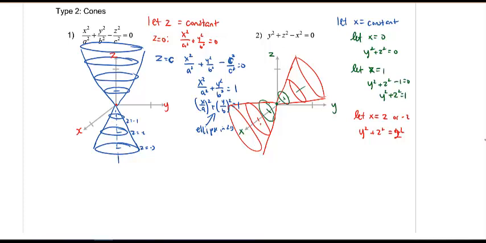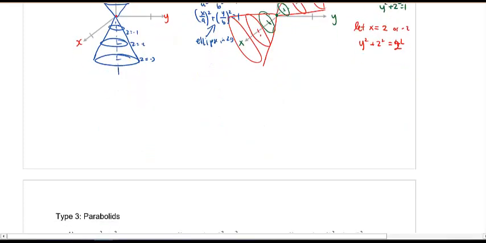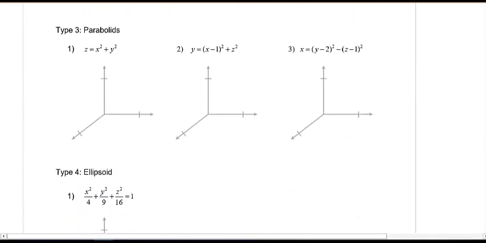Alright, so let's move on to different shapes. I've got more for you. Yes, type 3 is called the paraboloid. Not the parabola, but the paraboloid. So once again, when I do something like this, I want to label my axes first.